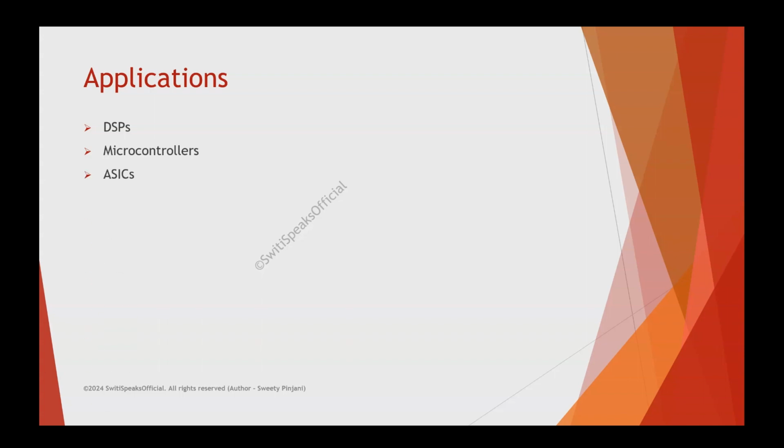The next application is ASIC. ASIC stands for Application Specific Integrated Circuit, which is a circuit designed for a specific application. Now, these applications also need good performance. Again, since they need good performance, you can't use von Neumann architecture. That is why we are using Harvard architecture.